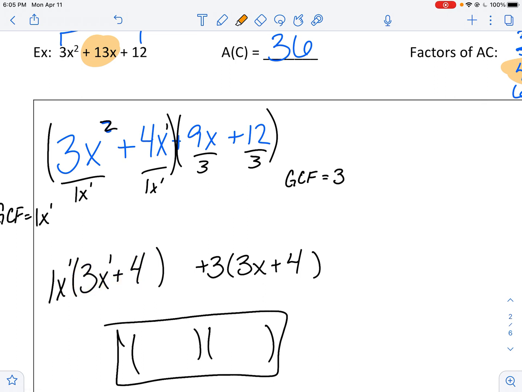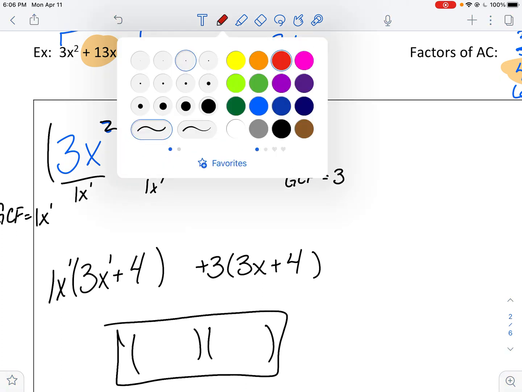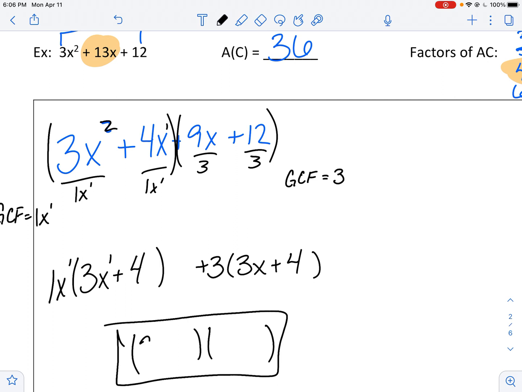So notice that both of these are the same. That's good. If they're the same, I did it correctly. If they are not the same, I've made a mistake somewhere, and I can go back and check my own work. But here, 3x plus 4 would be one of the sets of parentheses in the final answer. The other set of parentheses would be what was outside the parentheses. What was my GCF from each part? That would be 1x and a positive 3.